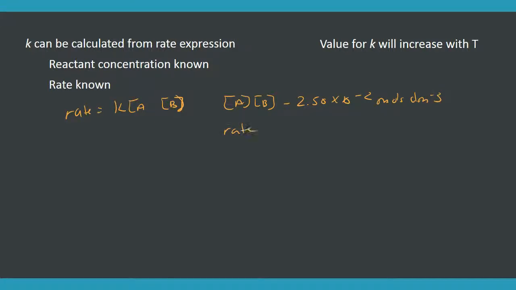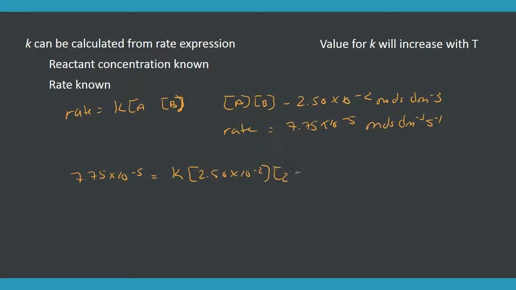The reaction rate is 7.75 times 10 to the -5 moles per decimeter cubed per second. What is the value of K? Well, plug it in. So we have 7.75 times 10 to the -5 equals K times the concentration of 2.50 times 10 to the -2 times 2.50 times 10 to the -2, or you could have just squared the first one, right?